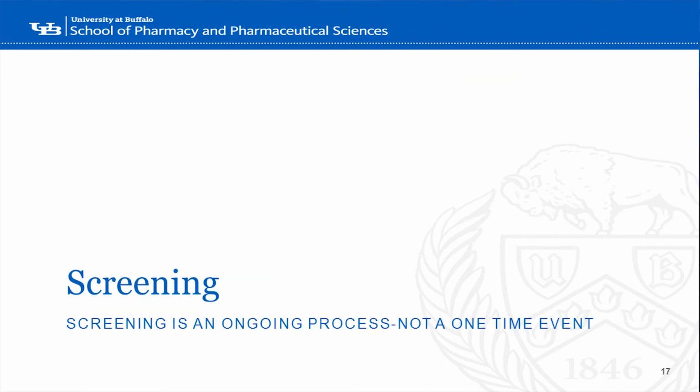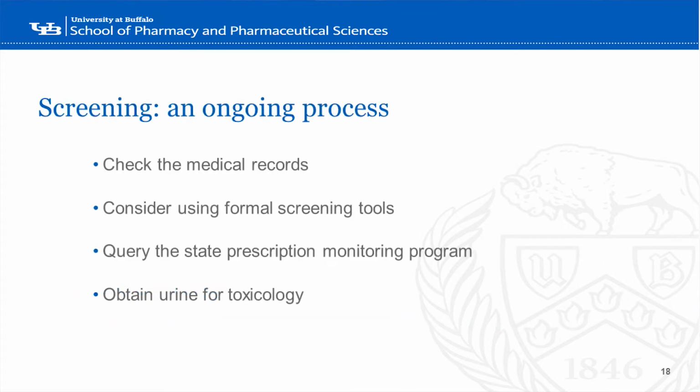Although we do screening at the onset of the use of opioids, it's not just a one-time process, and in fact, screening and brief intervention can be an ongoing event. So how do you screen patients in an ongoing event? Continue to check medical records, consider formal screening tools, query the state monitoring program, and obtain urine for toxicology.